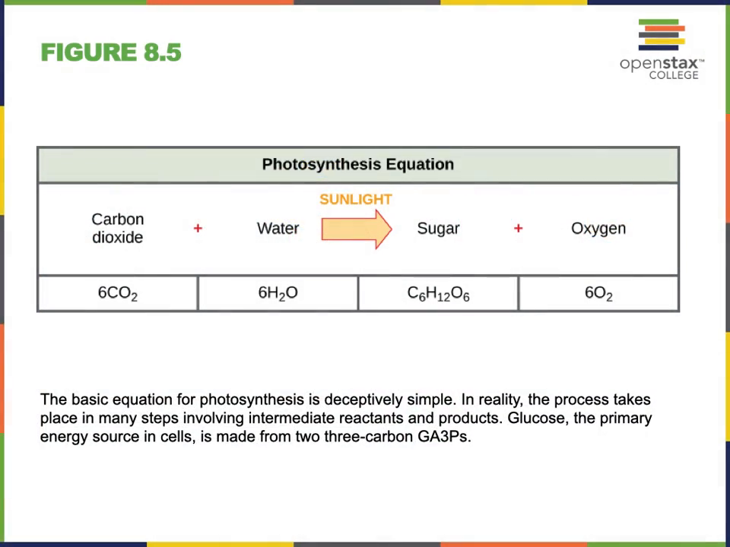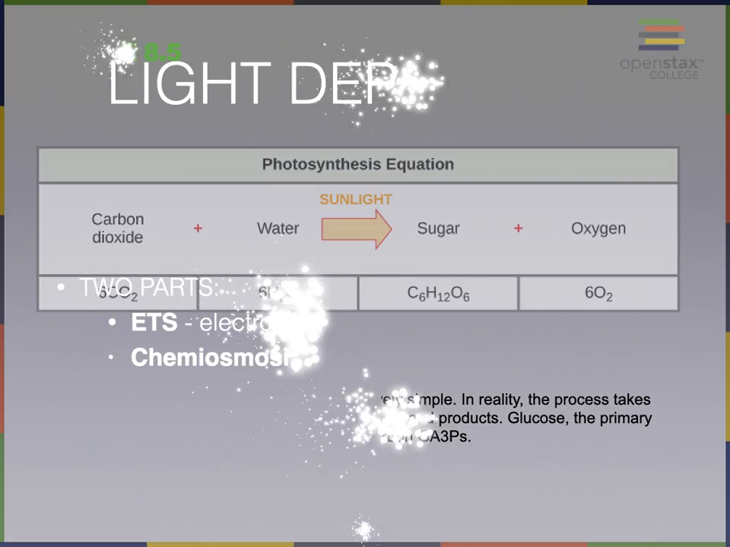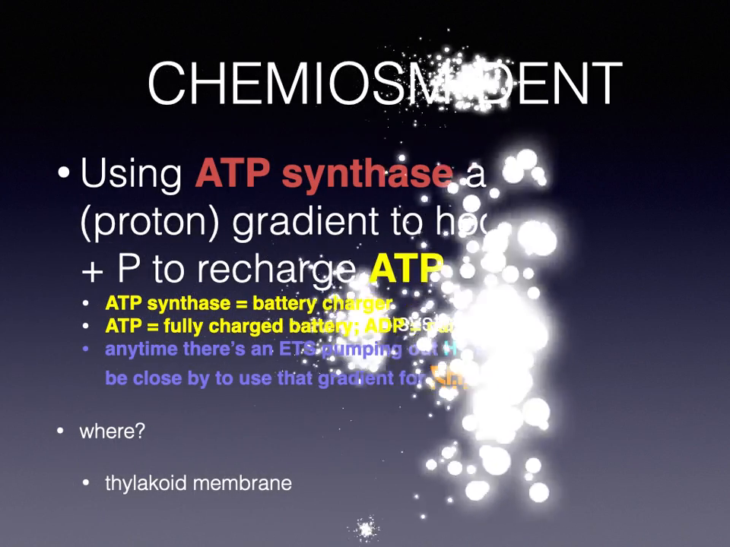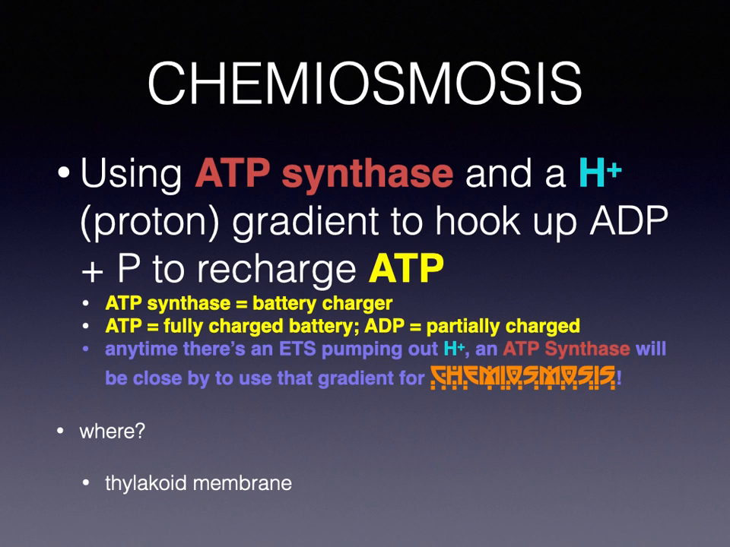There is the photosynthesis equation again, where carbon dioxide plus water with sunlight yields sugar plus oxygen. The light-dependent reactions have two parts, and these are very familiar because we just learned them last unit. There is an electron transport system that has the same idea, different players, and chemiosmosis, which is essentially exactly the same for our purposes. Chemiosmosis is using ATP synthase and an H plus proton gradient to hook up ADP plus P to recharge the ATP molecule.